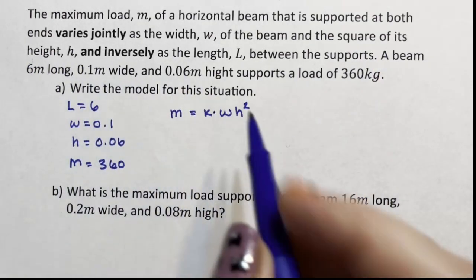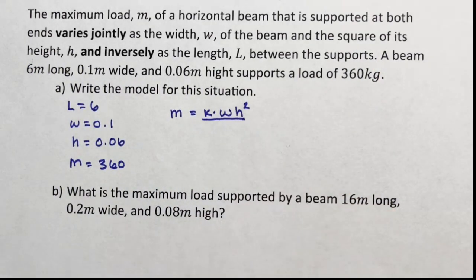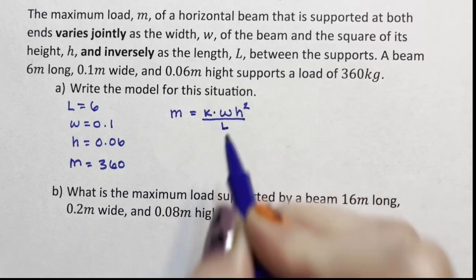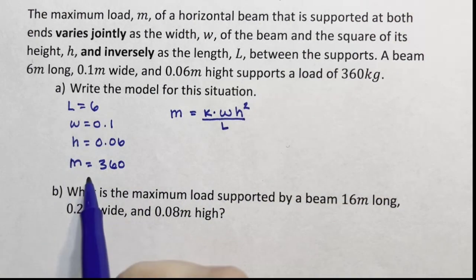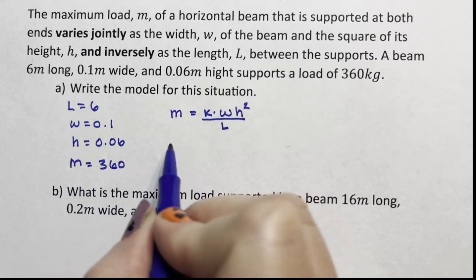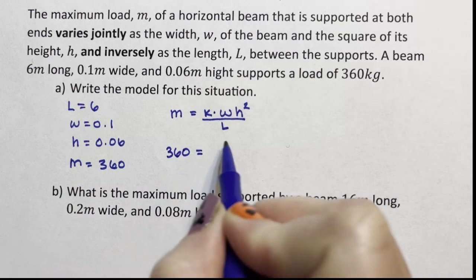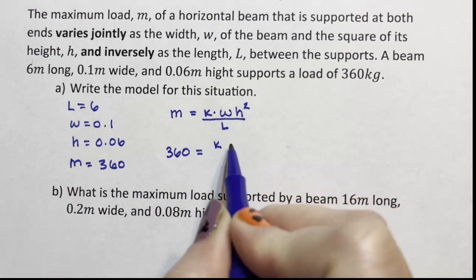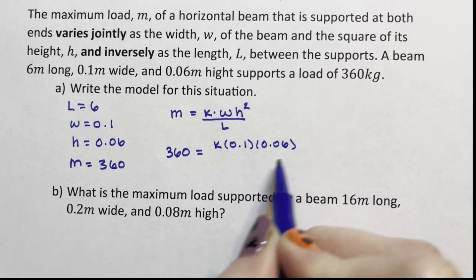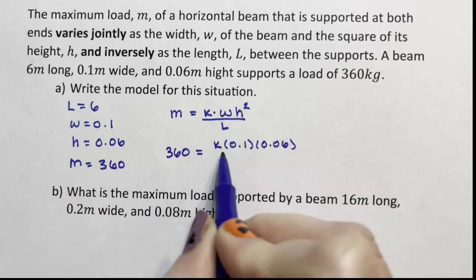And inversely is when we divide by our constant of proportionality. So we have to do both. It's a combined variation because we have both direct and inverse, as the length. Well, we have numbers, we have a base formula. We can now substitute everything in. M is 360, K is what we're solving for, W is 0.1, H is 0.06, and L is 6.